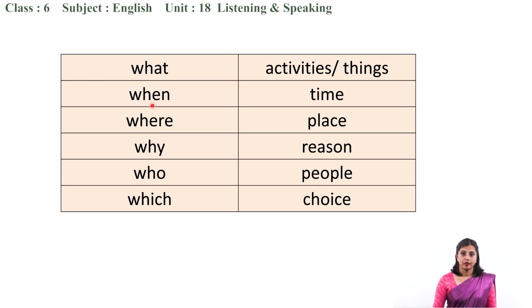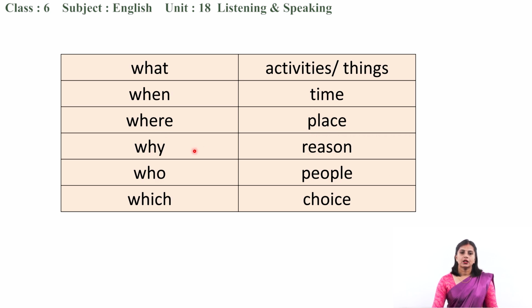Then is when. When is used to ask the question about time. When were you born? When do you go to school? When does your father return home? Okay, when do the farmers plant the crops? Okay, for the time we use when. Then the next one is where, place. Where do you live? Where are you sitting? Where are you going? Okay, where is your school? So when you have to ask the question about place, we use where.